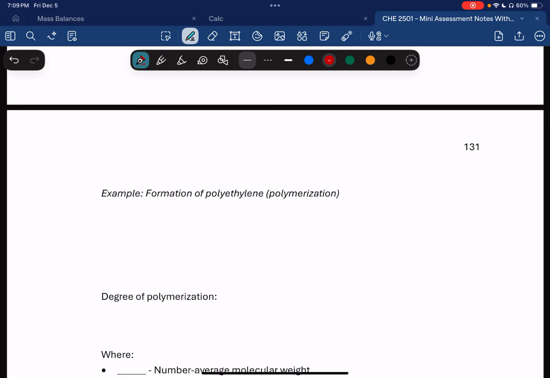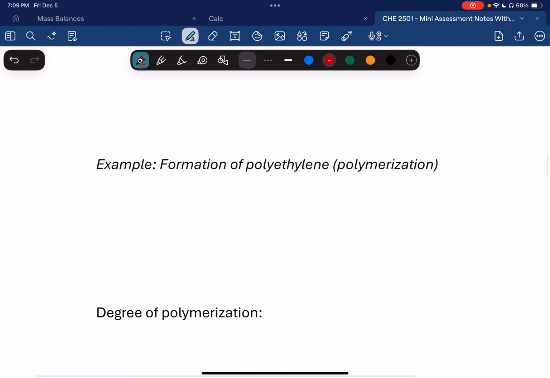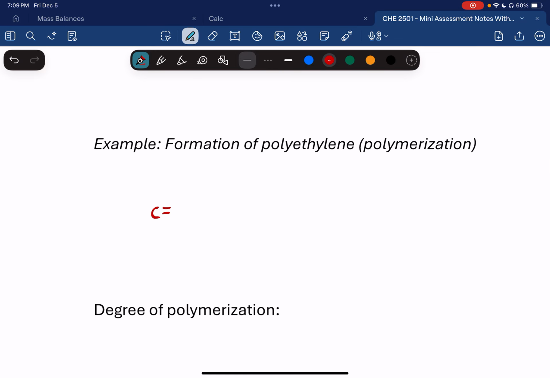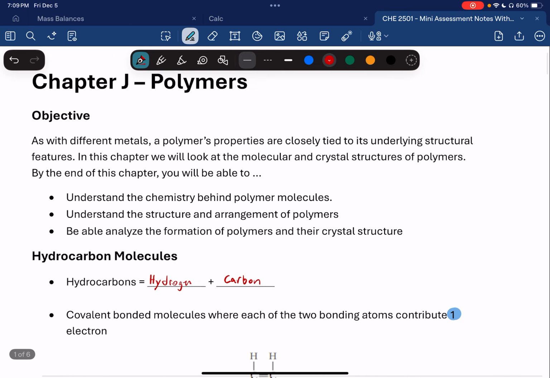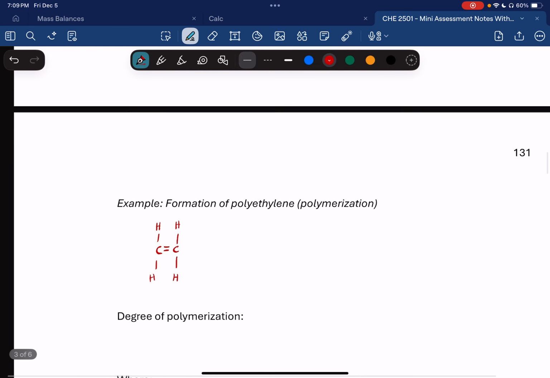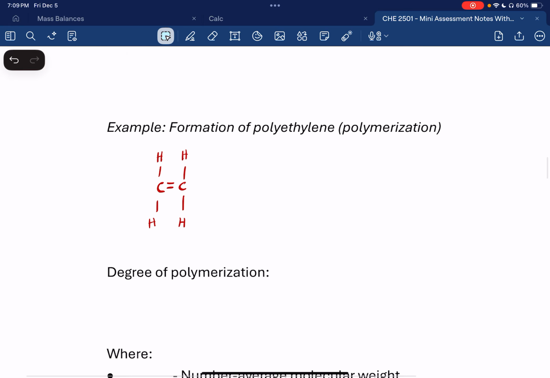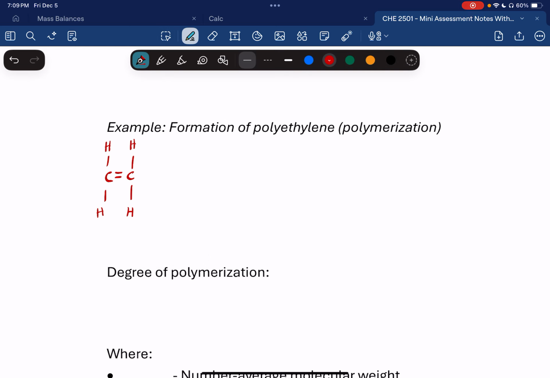Example. So an example of the formation of polyethylene. So let's take this hydrocarbon here. This is ethylene, okay? Simple hydrocarbon like we saw all the way up here. Very popular in the formation of polymers. So, under the appropriate conditions, we can react this to transform it into polyethylene, one of the most popular polymers in the industry.